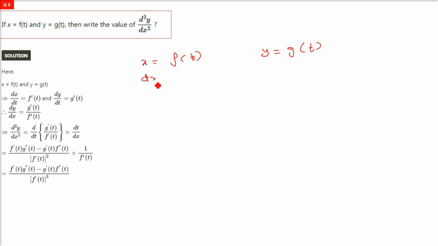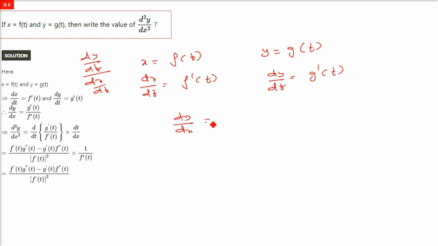dx by dt, we don't have anything, so we'll just write f dash or f prime t. dy by dt will be g prime t. Now dy by dx will be what? dy by dt divided by dx by dt. So take the dx by dt and put it in the denominator of dy by dt. So dy by dx will be g dash t divided by f dash t.